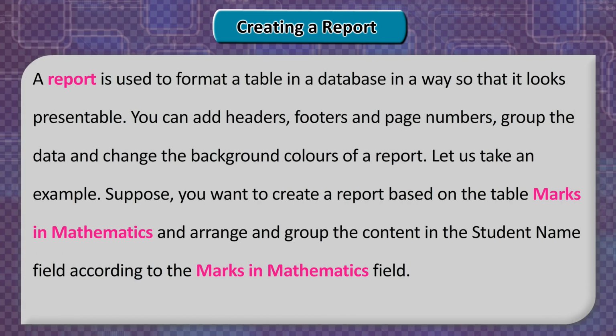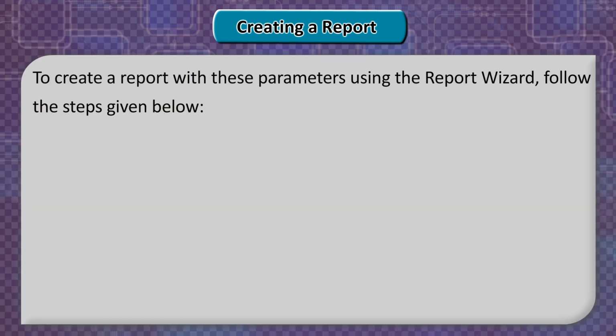Creating a report. A report is used to format a table in a database in a way so that it looks presentable. You can add headers, footers and page numbers, group the data and change the background colors of a report. Let us take an example. Suppose you want to create a report based on the table Marks in Mathematics and arrange and group the content in the Student Name field according to the Marks in Mathematics field. To create a report with these parameters using the Report Wizard, follow the steps given below.